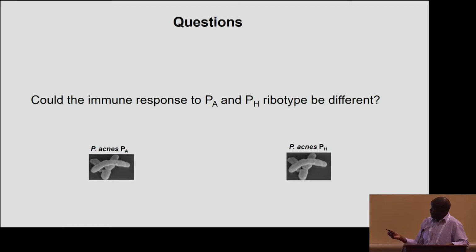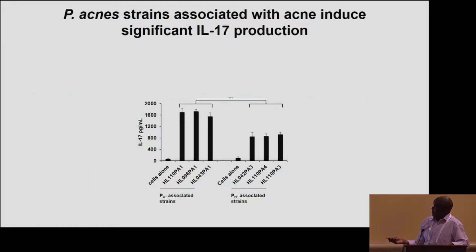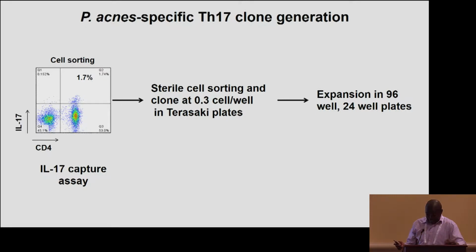So the first thing we did was stimulate peripheral blood mononuclear cells from healthy patients or normal donors with the acne-associated and the healthy-associated strain. And what we saw is that the acne-associated strain induced significant levels of IL-17, and this suggested that these strains have an ability to modulate the immune response at the T cell level. So the next step, we decided to clone Th17 clones.